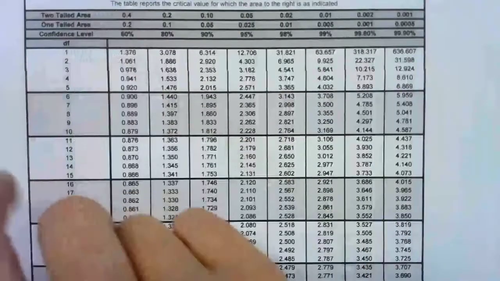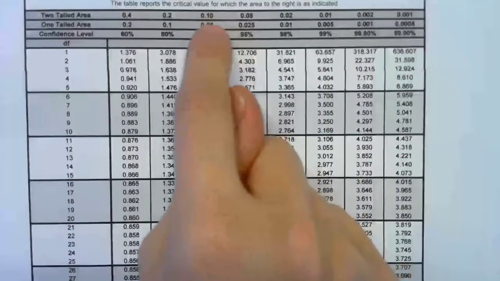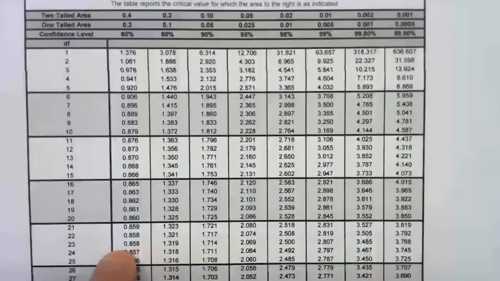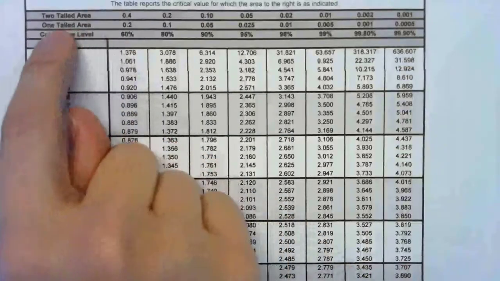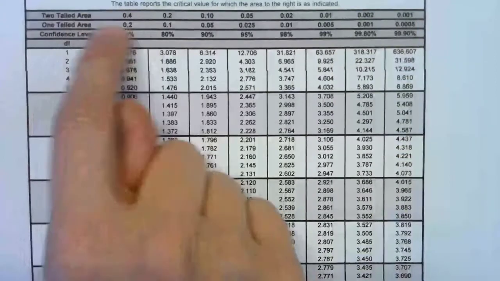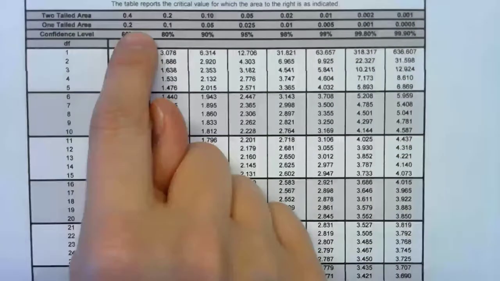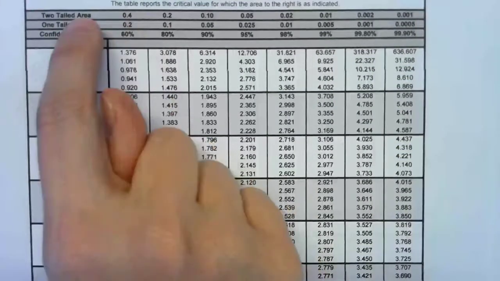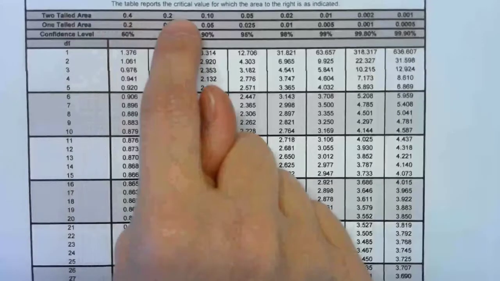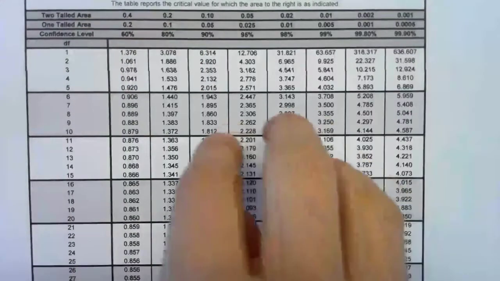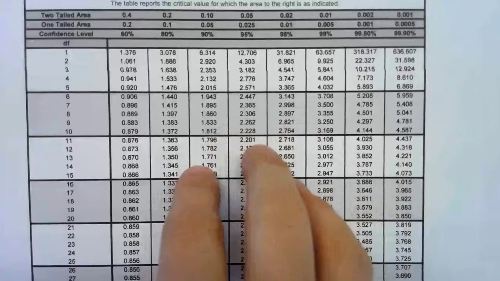We're going to practice doing this in a second, but you're going to match your alpha value and your DF. If it's a left or right-tailed test, you're looking at the one-tailed row. If it's a two-tailed test, you'll look at the two-tailed row, and you'll match it with your degrees of freedom, and your critical value is inside.